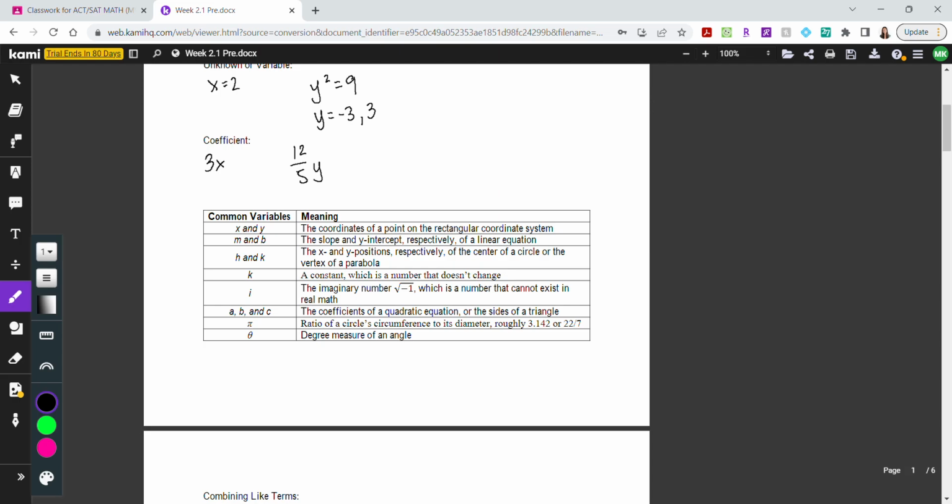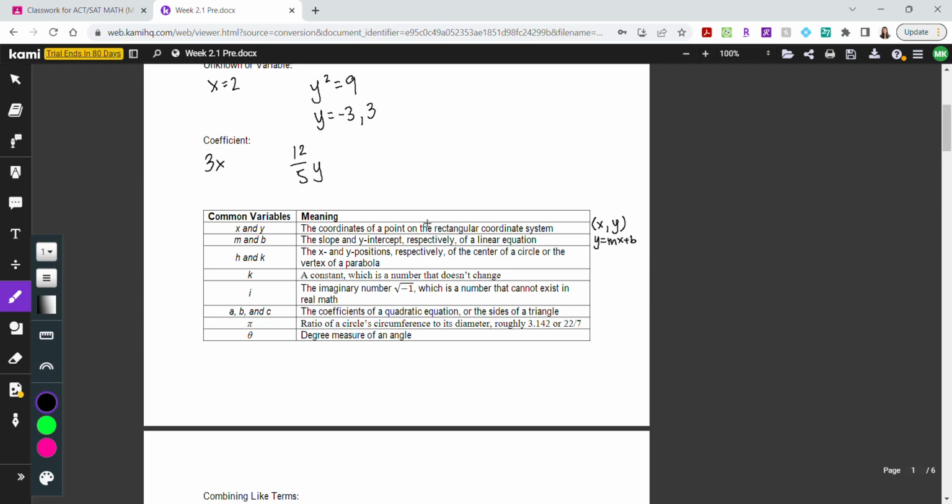Now let's look at some common variables and their meanings. It's good to understand these because they will come up very frequently as we go through the course and in any other math classes you have taken or will be taking in the future. x and y are generally known as the coordinates of a point on the rectangular coordinate plane, normally written in the format (x, y). m and b are the slope and y-intercept respectively of a linear equation, with m being the slope and b being the y-intercept, as in y equals mx plus b.